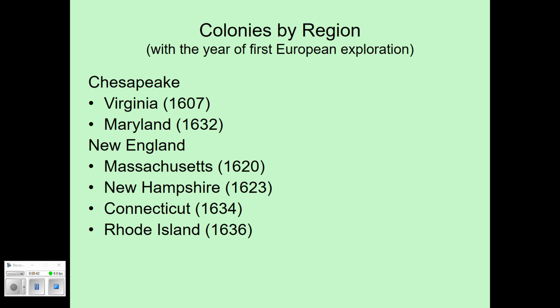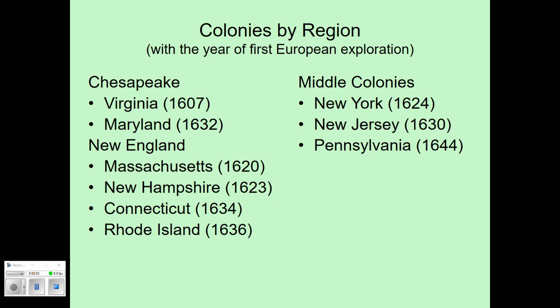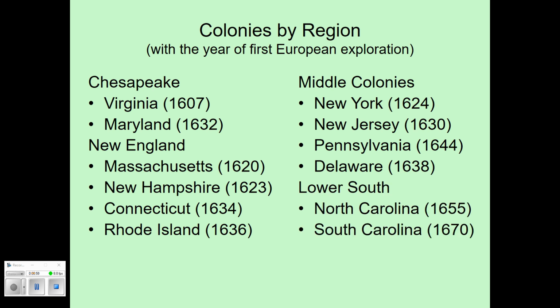Rhode Island was founded by Roger Williams based on religious liberty and a better treatment of Native Americans. The middle colonies include New York, New Jersey, Pennsylvania, and Delaware. In the lower south, the two Carolinas and Georgia.